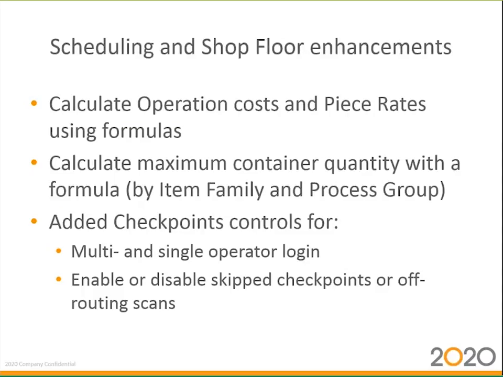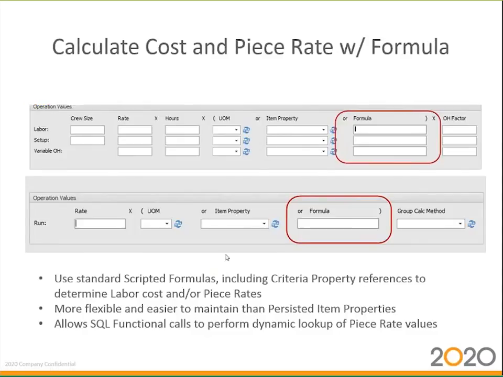Next is shop floor related enhancements. One of the bigger changes we've made is the ability now on calculating costs and piece rate values in routing operations. In version 9, we added the ability, or maybe it was 8, I don't remember. We added the ability to reference a calculated item property, so that beyond the typical each or square area units of measure, you could create your own multiplier value or calculated unit of measure for calculating cost on your routing operations.